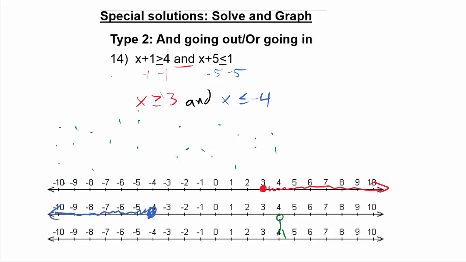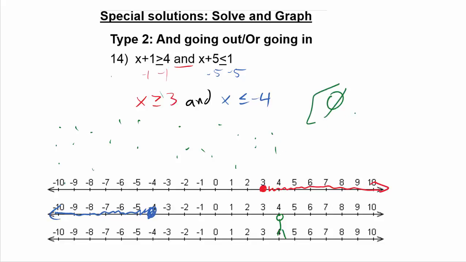Or another way to think of this is, think of a number that is both greater than or equal to 3 and also less than or equal to negative 4. Well, how could a number ever be bigger than positive 3 or equal to it, but also be smaller than some negative number?